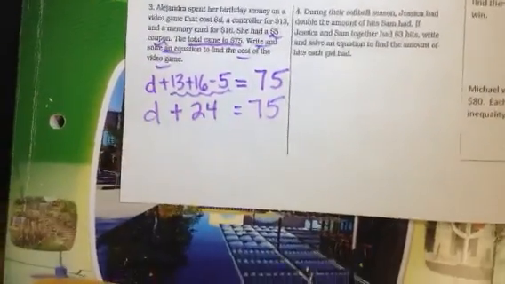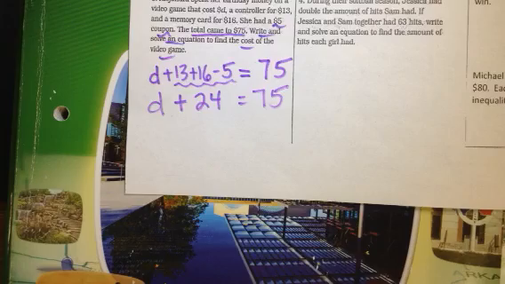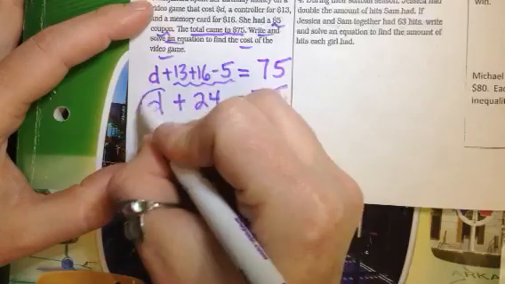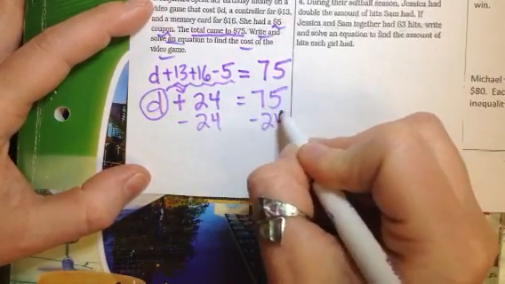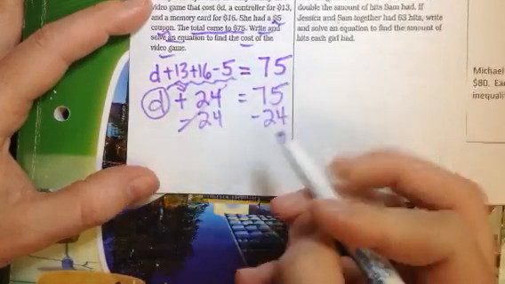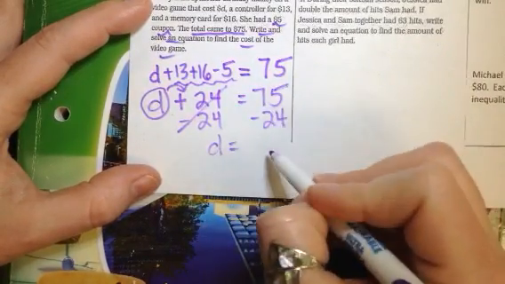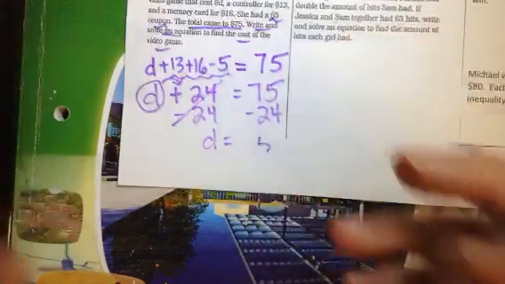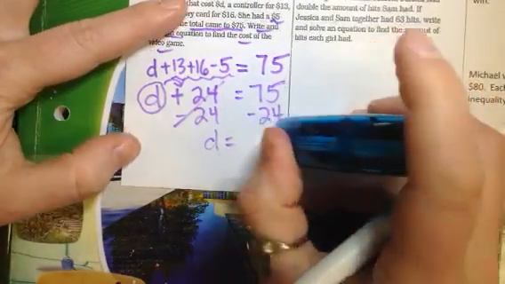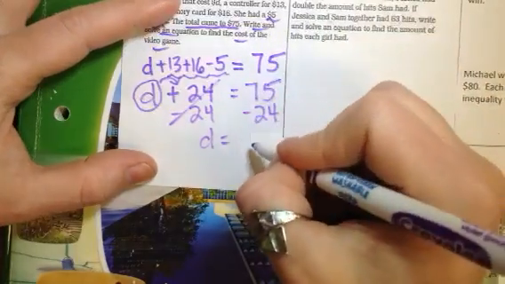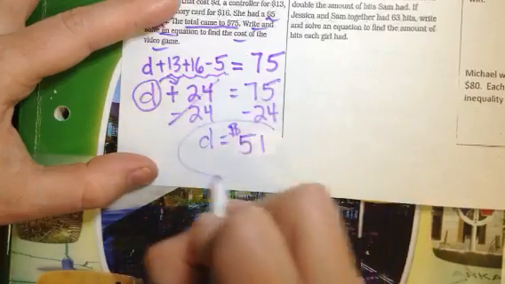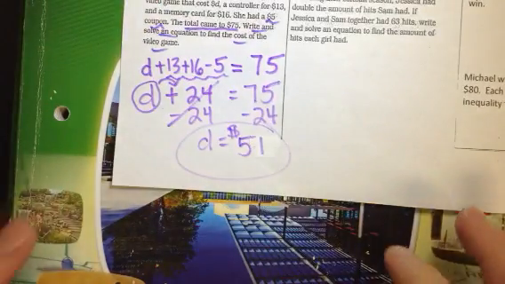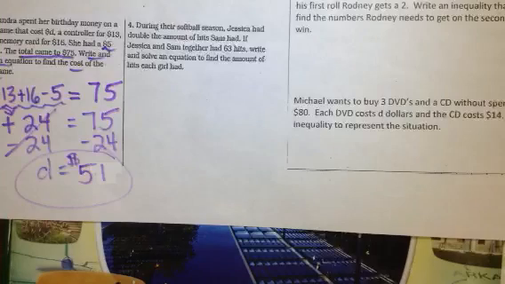Okay, so this is the equation to solve for the cost of her video game, but this one said write and solve it. So since my variable is here, I would subtract the 24 to make this positive 24 cancel out. D is 51, and this is dollars. Okay, on the next one.